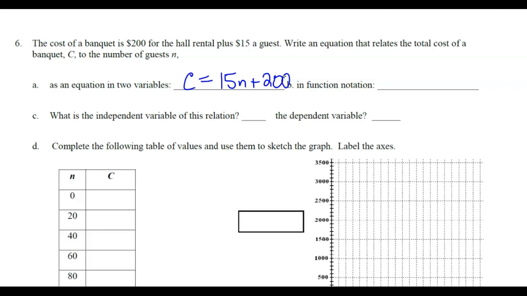In function notation, we can use the same C, but it's a function of N. So we're going to have those brackets. Okay. So what variable depends on something else? What depends on what? N is the number of guests. Cost depends on the number of guests, right? So cost is the dependent variable and N is the independent. The more people you have, the more it's going to cost.